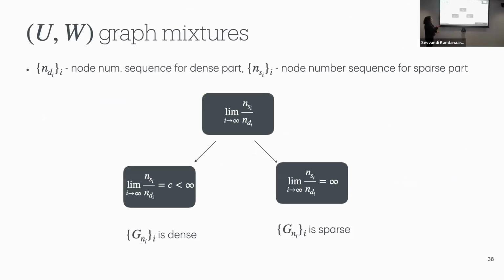Depending on this ratio, ns over nd, the number of nodes in the sparse over the number of nodes in the dense, if you take the limit of that ratio, and that limit goes to infinity, then our sequence is sparse. If the limit of the ratio is bounded, it is dense, because you're putting more from dense in here and you're putting more from sparse in there. So if you put bigger and bigger stars as you go, you're going to get a sparse graph. But if you make more parts from the dense, you're going to get a dense sequence.